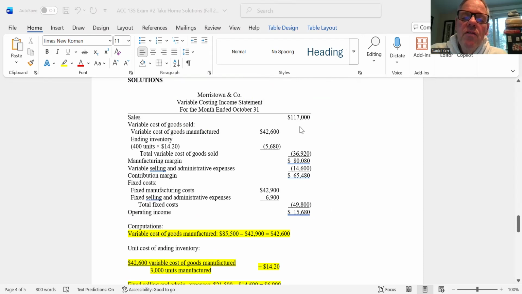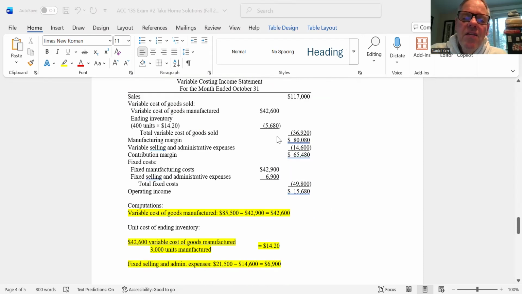So in order to get these computations, the cost of goods sold under variable costing only includes the variable costs, and so you have to subtract out the fixed costs, and you have to figure out the value of the ending inventory, which is the variable costs in each unit multiplied by the number of units. And then the fixed selling and administrative expenses would have been the total selling and administrative expenses minus the variable portion.